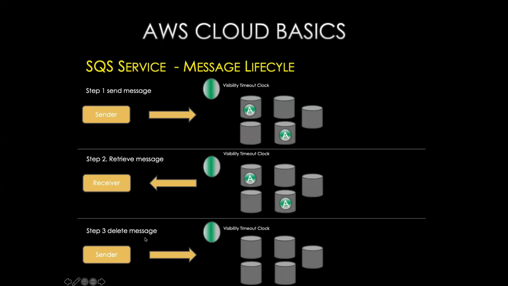Once that file has been retrieved, you can go ahead and delete that message. This way it avoids duplicates of the same message being read. So you want to make sure that you delete the message. If you have multiple receivers, they're not reading the same message again and processing it again. So this is a typical SQS message lifecycle.